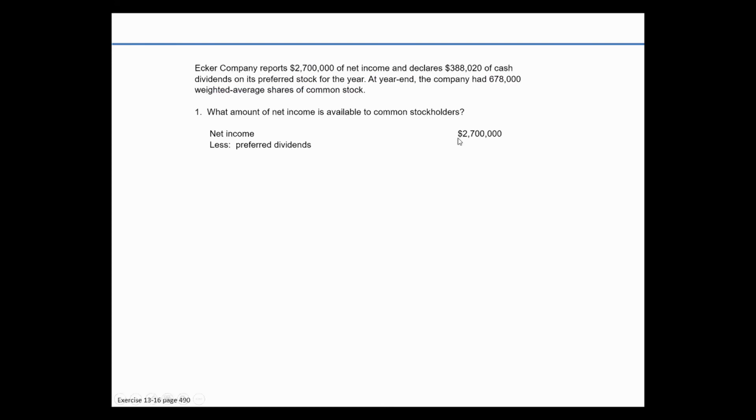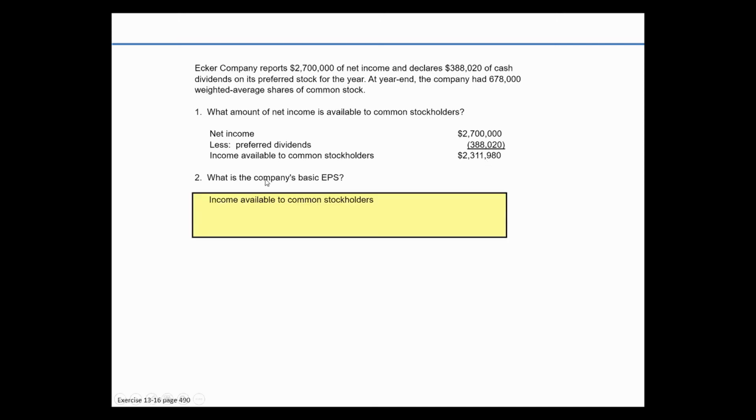So we have net income of $2,700,000. We would less the preferred dividends that we paid of $388,020. That gives us the income that's available to the common stockholders then of $2,311,980. And so to figure out the company's earnings per share, we have to take the income available to common stockholders of $2,311,980 and divide that by the weighted average shares, which in this case is 678,000. So that gives us the basic EPS, or earnings per share, of $3.41.